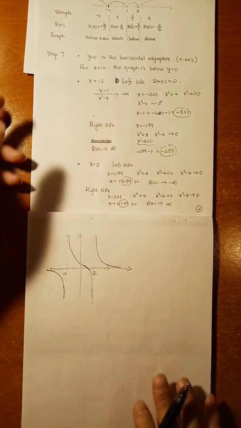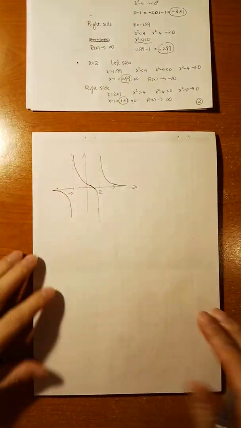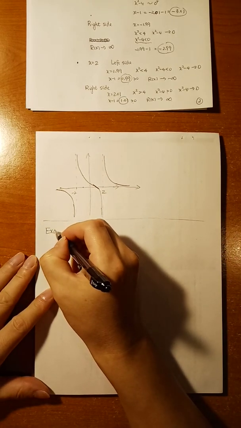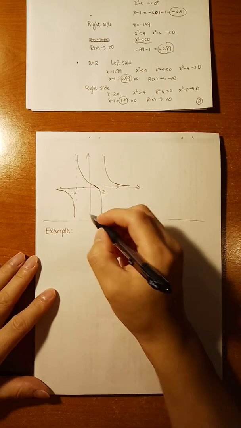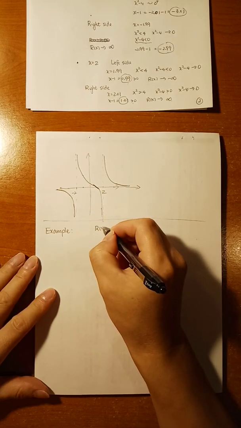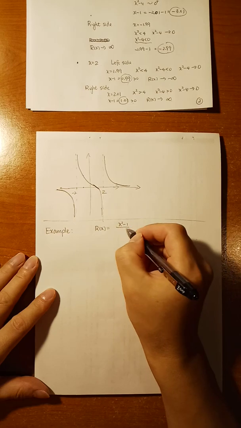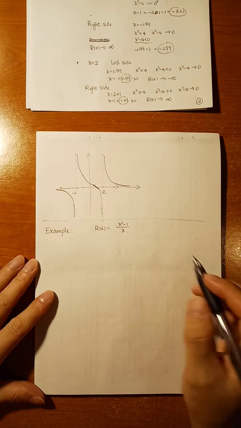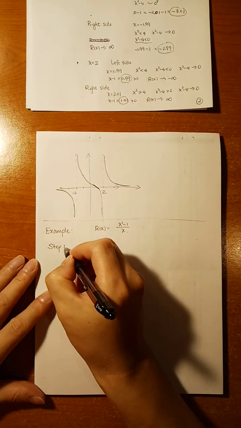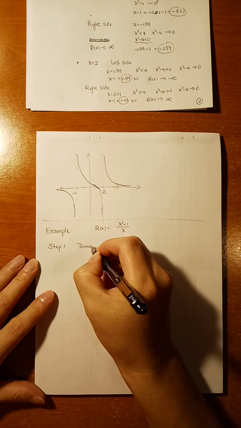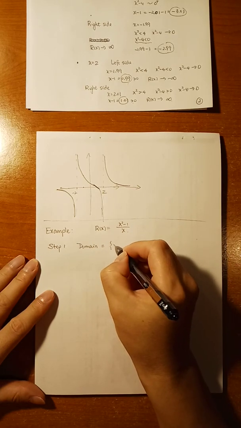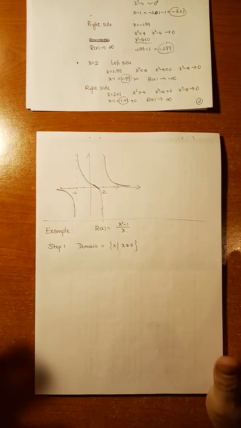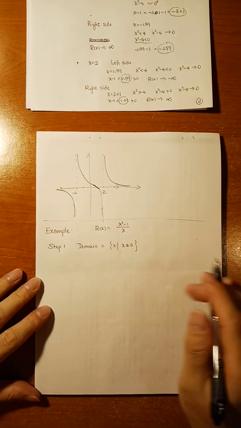Okay, let's do more examples. X squared minus 1 over x. So first of all, domain. Domain is the set of all real numbers except x equal to 0, because when x is 0, the denominator is 0. It's undefined. Okay, this is the domain.